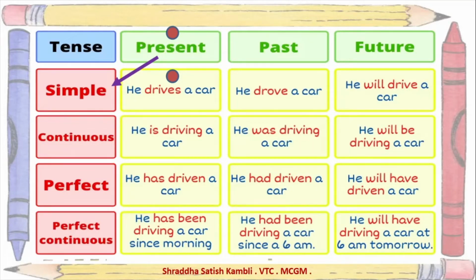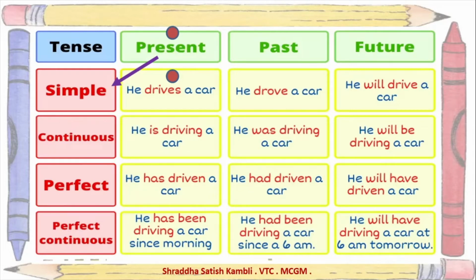Simple present tense. He drives a car. Now, sometimes simple present tense can be used for things which are facts. For example, we say the sun rises in the east. It is simple present tense. And "the sun rises in the east" is also a statement. It is a fact. It is a universal truth.